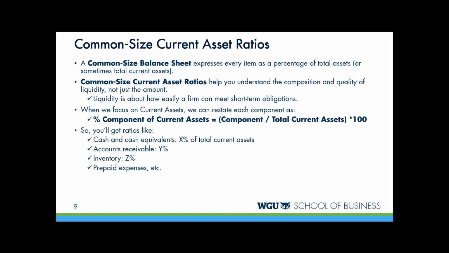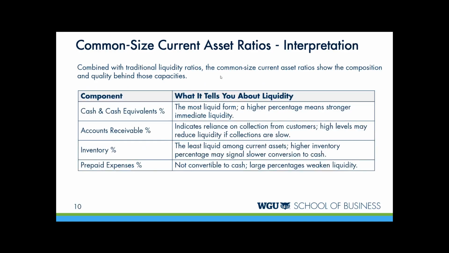And so we're going to get ratios like our cash and cash equivalents as a percentage of total current assets, our accounts receivable, our inventory, and our prepaid expenses. Each one of these ratios is going to tell us something very specific. And when we combine it with our traditional ratios, it's going to give us some information about the quality of our liquidity in addition to the quantity.